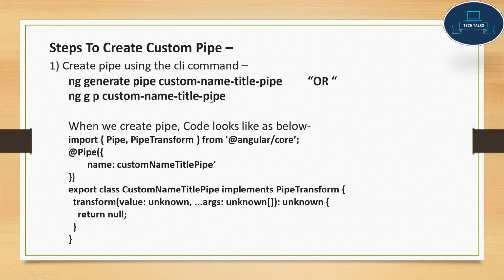Once you run this command, it will add one file in your application and its code looks like below, in which they have imported Pipe and PipeTransform from @angular/core. In the Pipe decorator, you need to specify the name of your pipe. Then export class NameTitlePipe implements PipeTransform, in which we have the transform method. In this transform method, we need to add our logic.